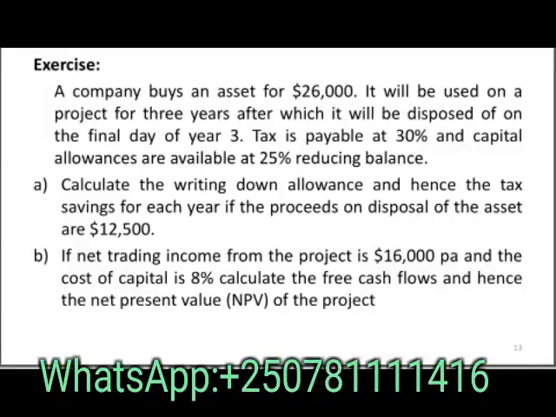Today we are going to deal with part B, where they say if net trading income for the project is 16 per year and the cost of capital is 8%, calculate the free cash flow and hence the net present value of the project. As you see, the net trading income means the income this project is going to earn for each year. It is 16 in each year.